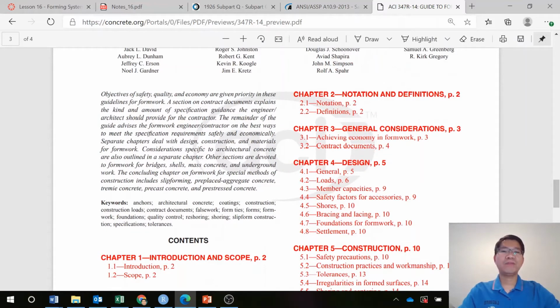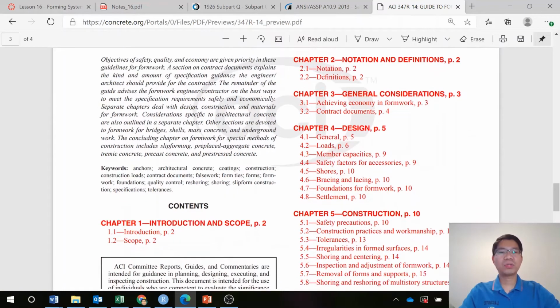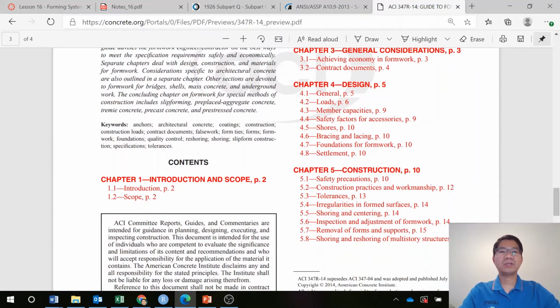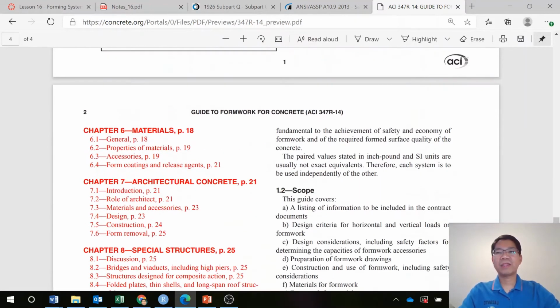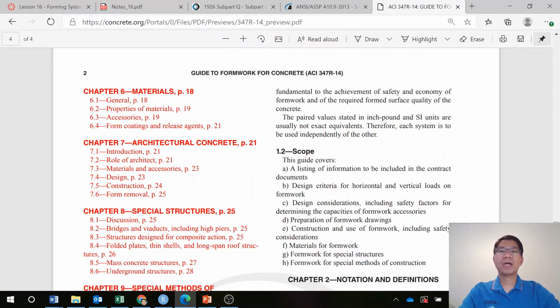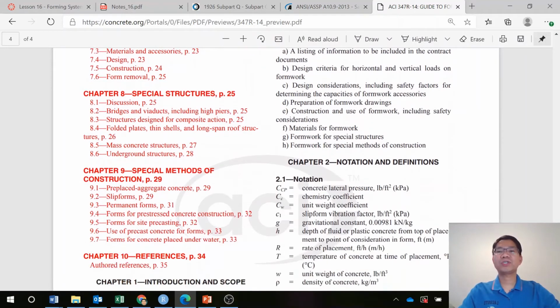You can see multiple chapters involved. The design part: determine the load, the shore, the bracing, etc. during construction. And then we have materials, architectural concrete, special structures, and special methods for construction. All of that is related to what we are going to discuss in today's lesson, and especially the next lesson and the following two lessons next week. So that is the standard that we use.